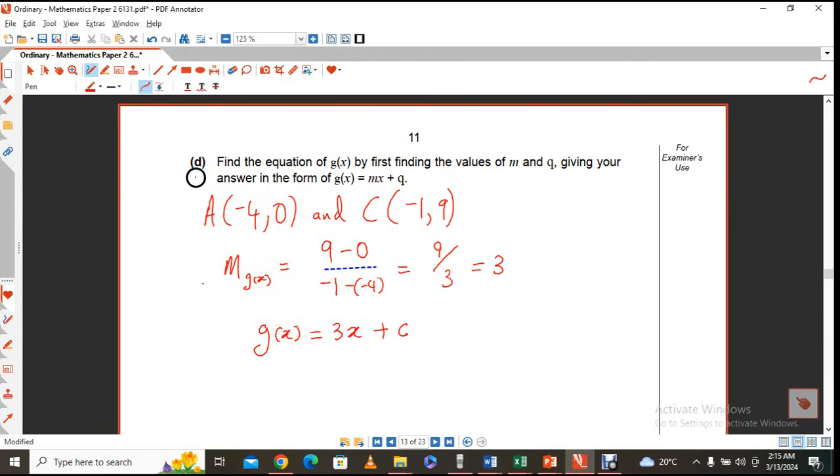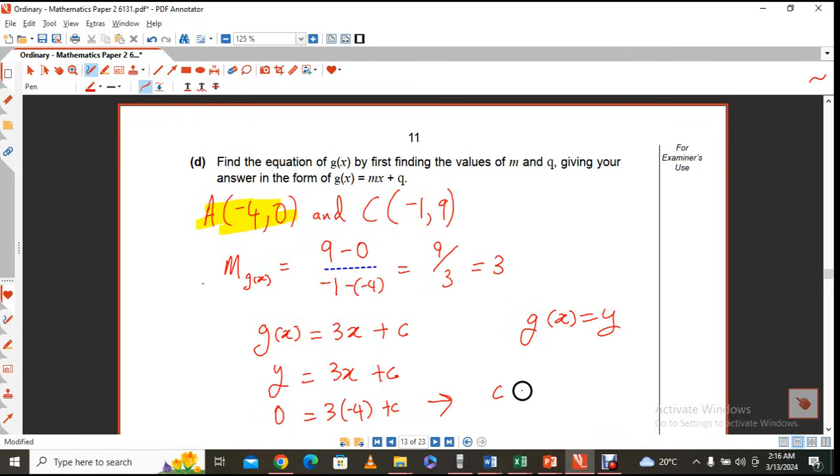So what you do is you substitute either point A or point C into this function. And remember, g of x is nothing but equal to y. So this is y equals 3x plus c. So if I was to use point A and substitute for x and for y, y would be 0 over here, and x would be -4 over there. This would give me that c minus 12 is equal to 0, and that c is equal to 12.